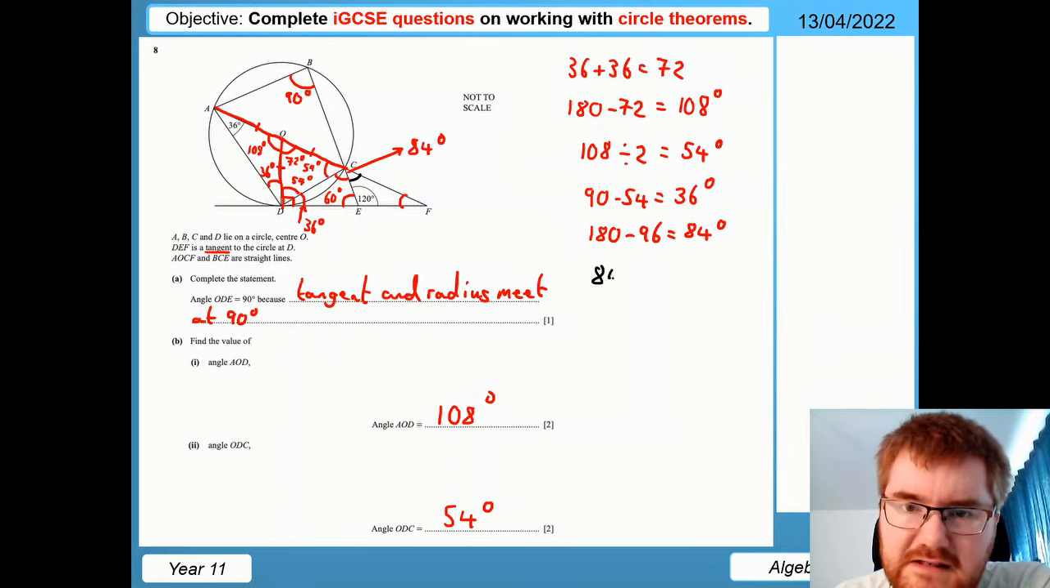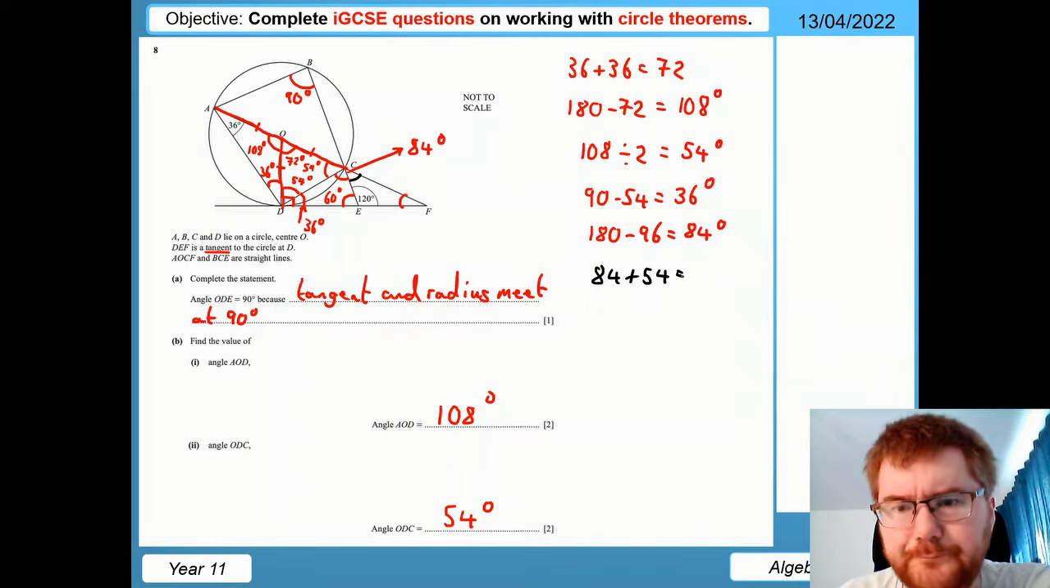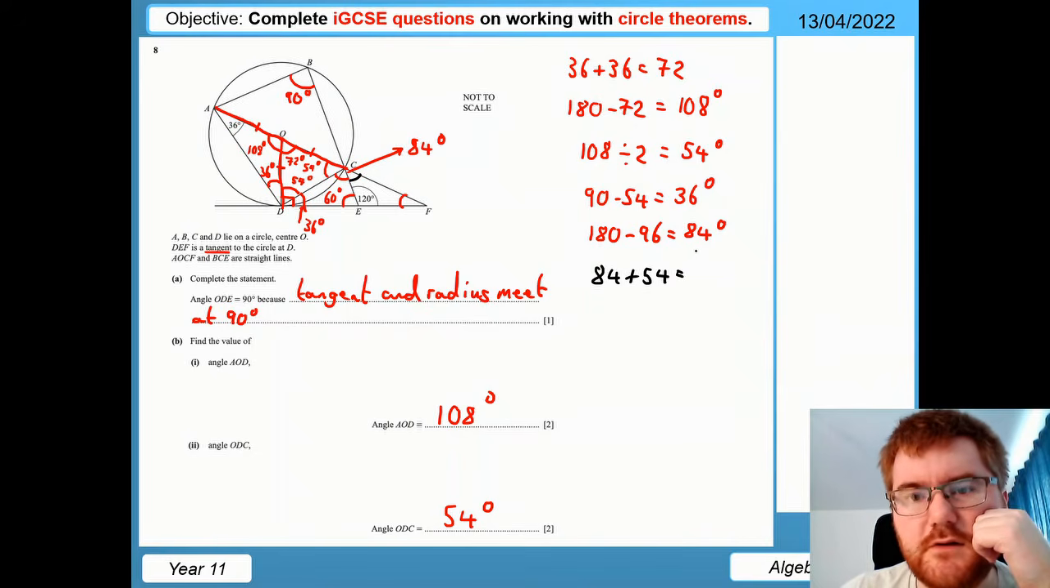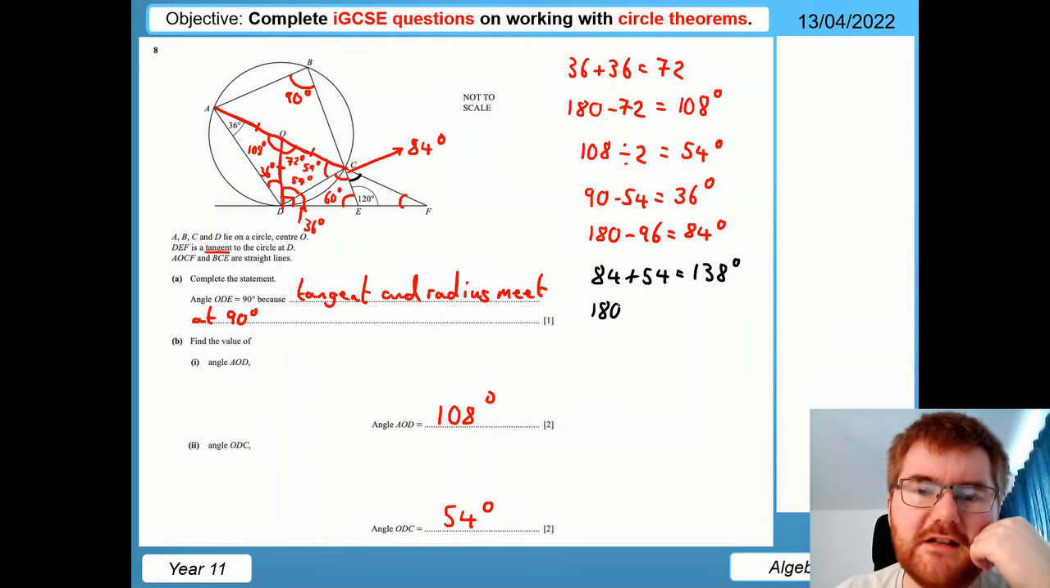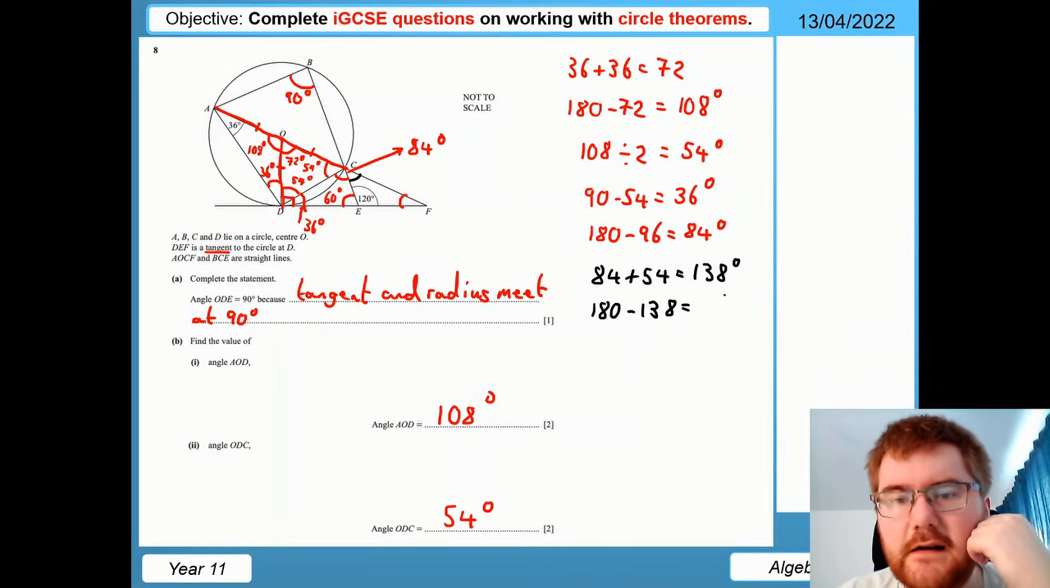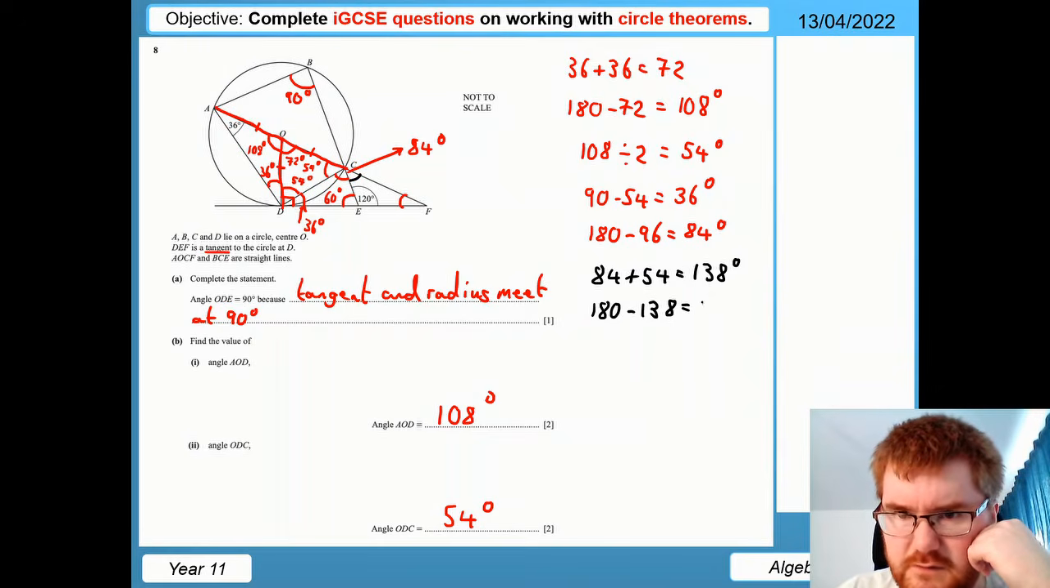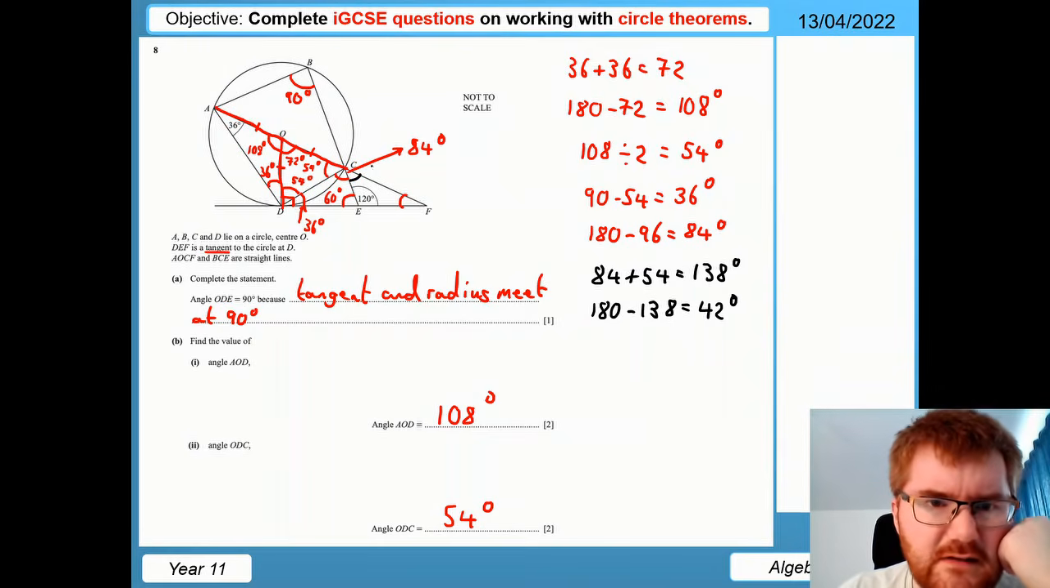So we do 84 plus 54. That's equal to 138, I think. Double check. No, I really don't like using the calculator. And you do 180 minus it because it's on a straight line. That's equal to 42 degrees. So I think this angle is 42 degrees.